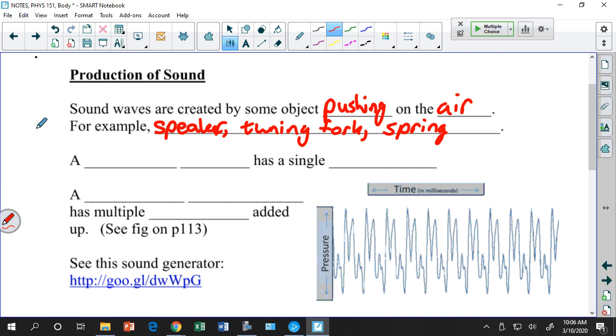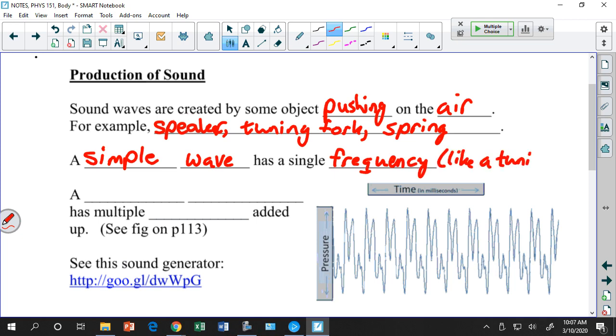A simple wave has a single frequency, and the tuning fork has a single frequency. That's the whole point of a tuning fork, that you have this object that creates this very defined frequency. A simple wave has a single frequency, like a tuning fork. And a complex wave, on the other hand, has multiple frequencies added up.